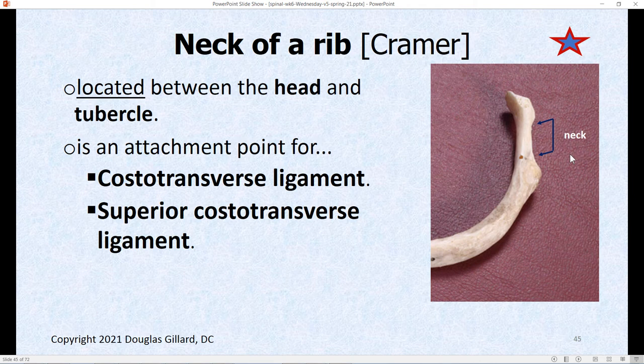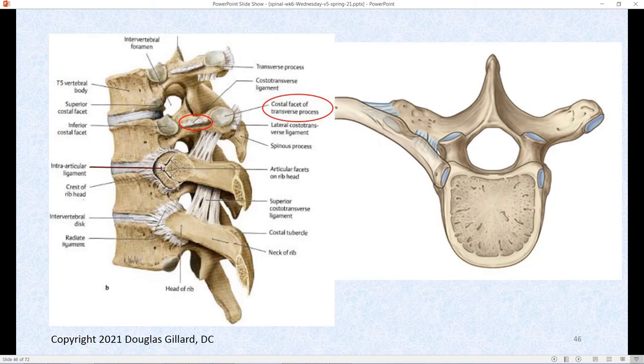The neck of the rib is this slender part right here. Who cares about that? Well, that's where those confusing ligaments that we talked about in lab, the superior costal transverse ligament and just the costal transverse ligament, both attach to the neck. So that's one of the things it does.